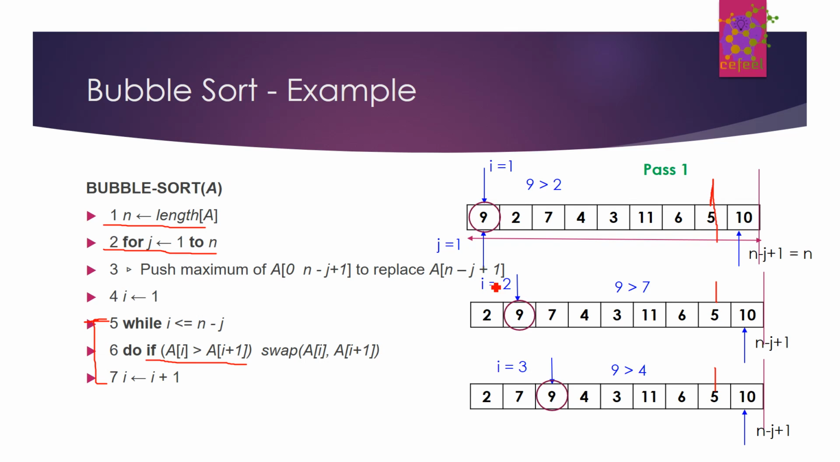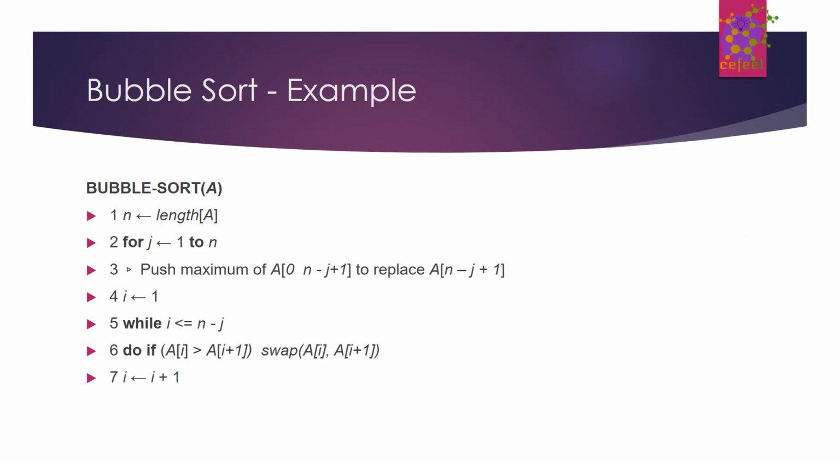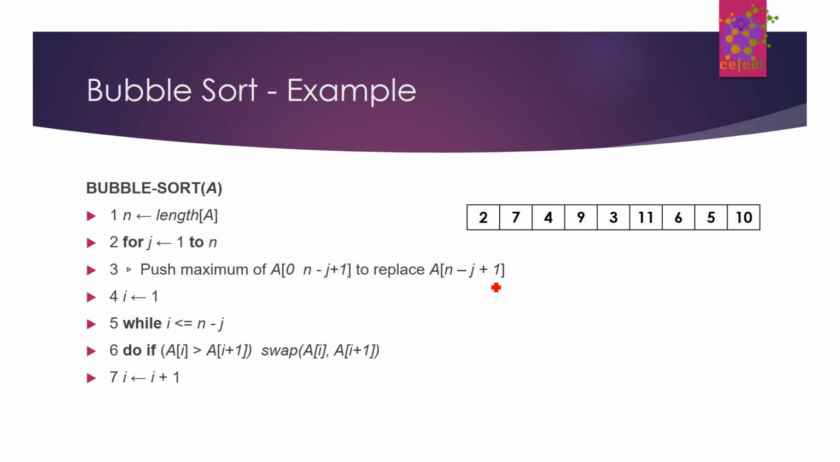Since 9 is greater than 4, we need to again swap the two elements, and we will have the 9 element at the 4th position. So we again go to step 7, which means we increment I again to 4. It was 3 earlier, and we go to step 5 and compare I with n minus j. In fact, I is still less than or equal to n minus 1.